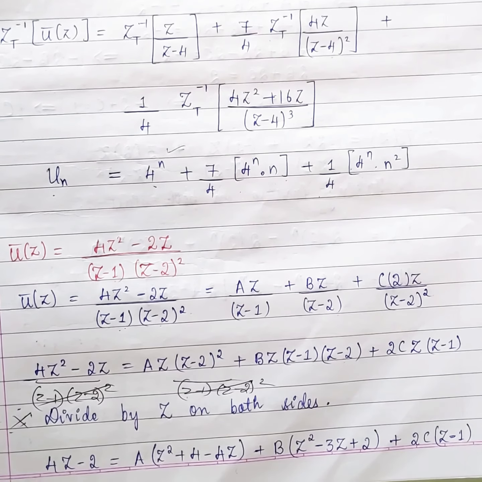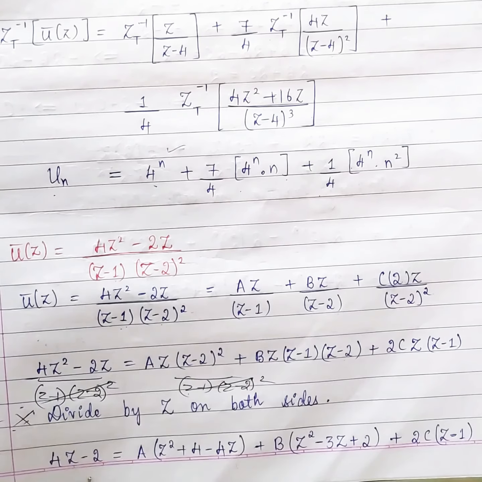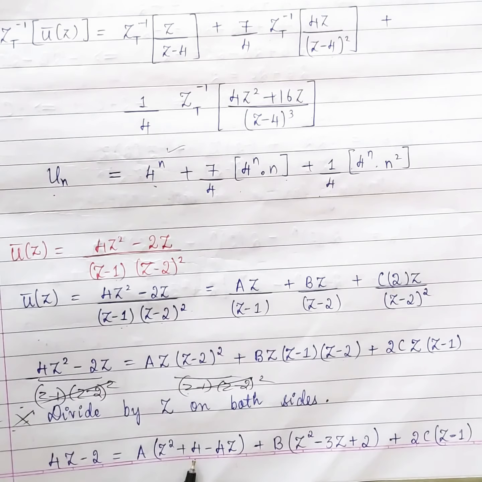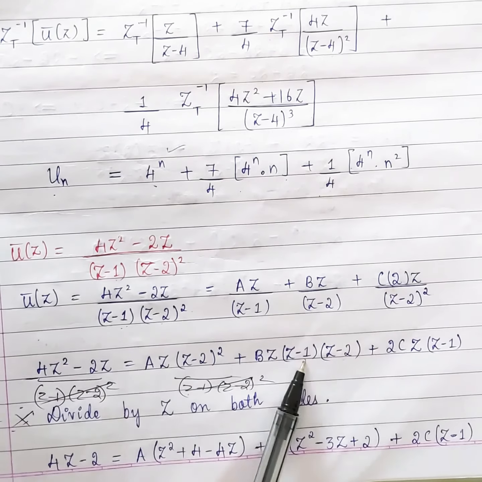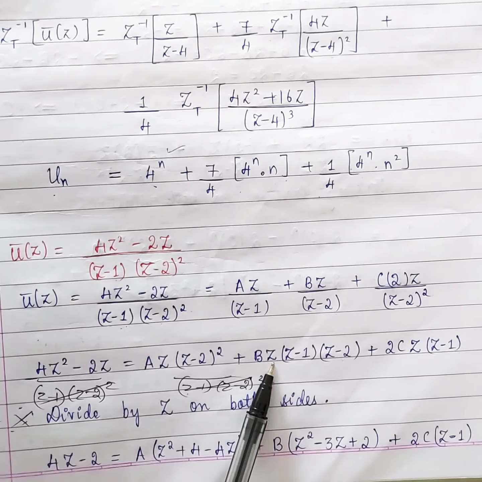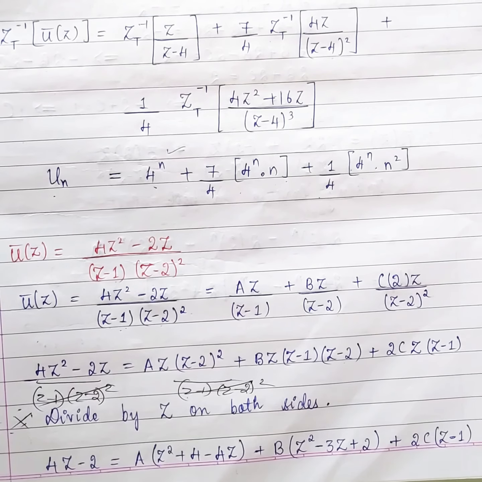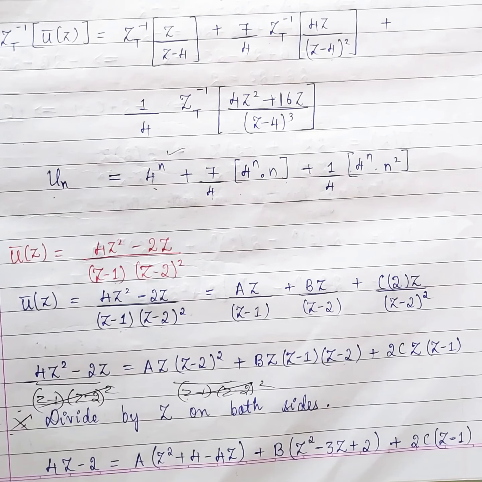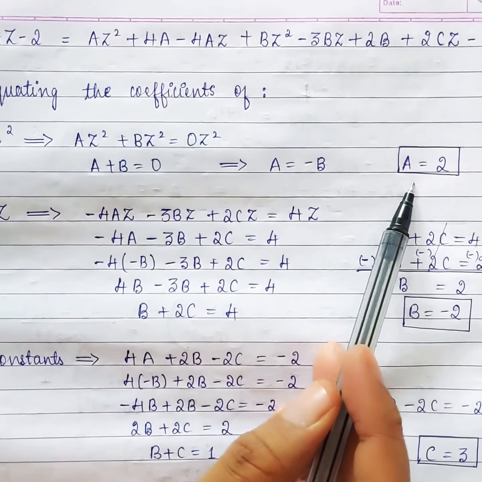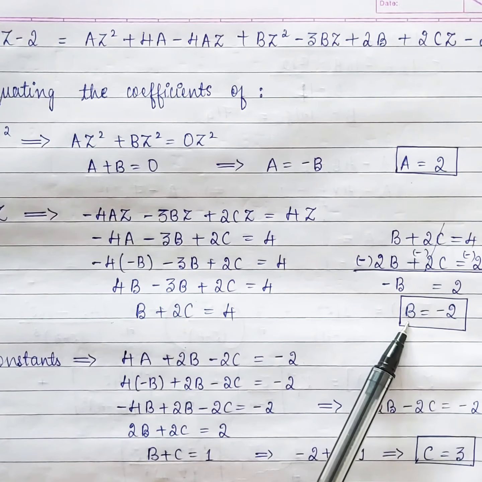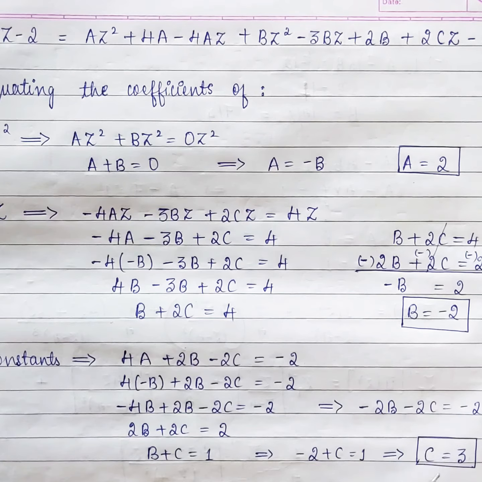Yeah, now you can see. So divide by z on both sides. So what I'll get, 4z minus 2 on left hand side. Right hand side, a into z minus 2 the whole square, expanded that. Plus b into z minus 1, z minus 2 multiplication is this. Z we have cancelled it. Plus 2c into z minus 1. Now you can find a, b and c. So after the simplification, we got a as 2, b as minus 2 and c as 3. Okay, please check by yourself.